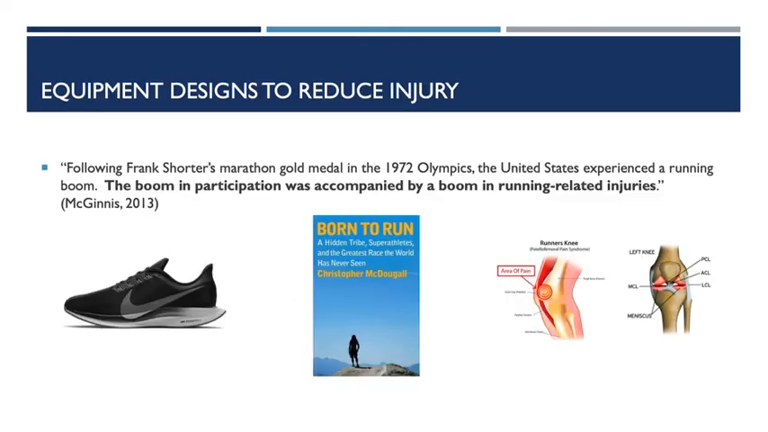An example of biomechanics affecting the design of sport equipment to reduce injury involves the running shoe industry. Following Frank Shorter's marathon gold medal in the '72 Olympics, the U.S. experienced a running boom. Unfortunately, this boom in participation was accompanied by a boom in running-related injuries. Thus, a boom in biomechanics research on running and running shoes began in the '70s.